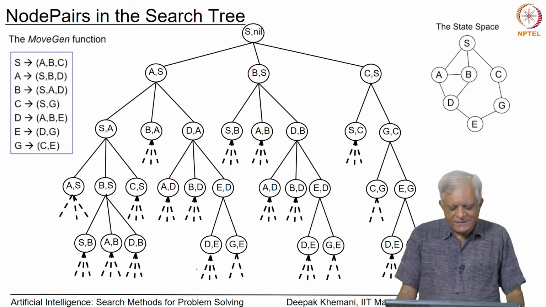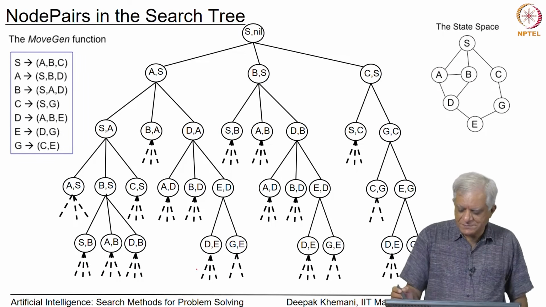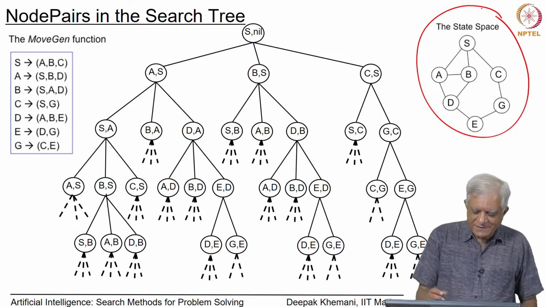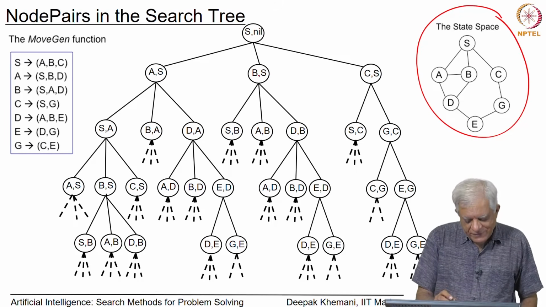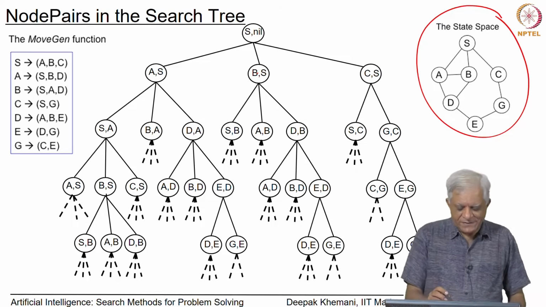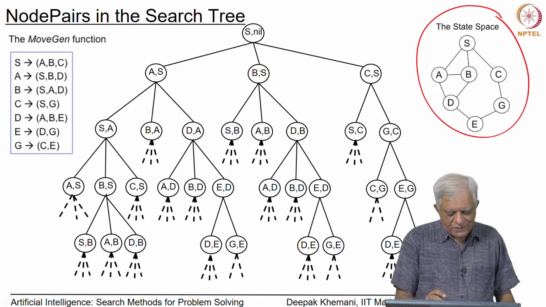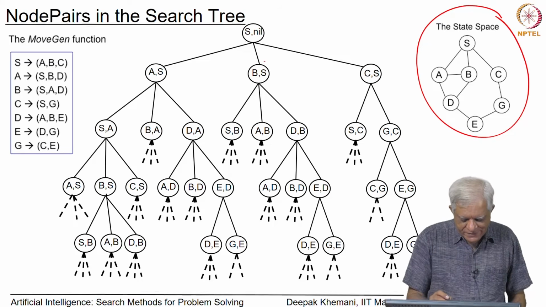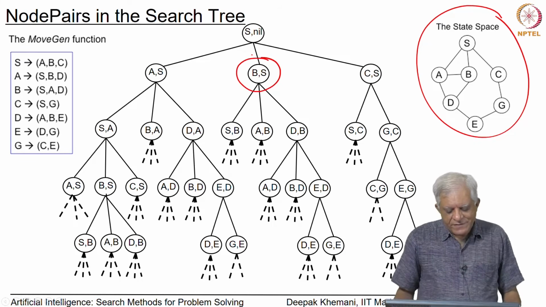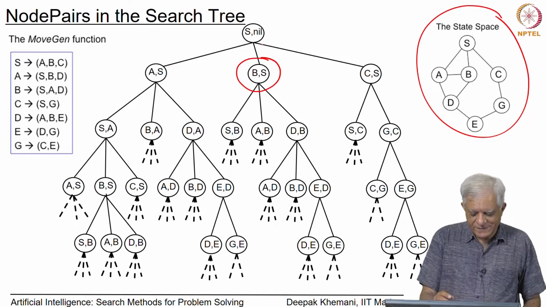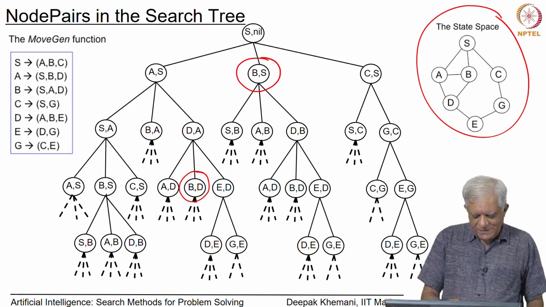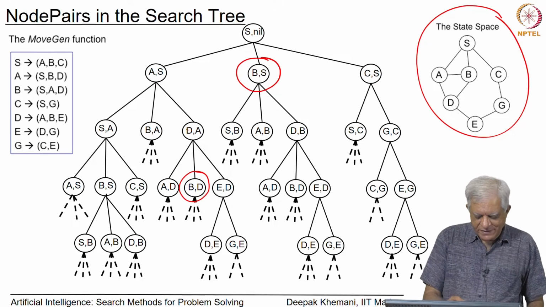So, in our modified search space, the state space is still the same, as you can see here, but the search space has been modified. Now, instead of one state being one node in the search space, we have a pair of states as a node. For example, this pair, B comma S, says that this node is B, but its parent is S. Likewise, this node says that this node is B and its parent is D.